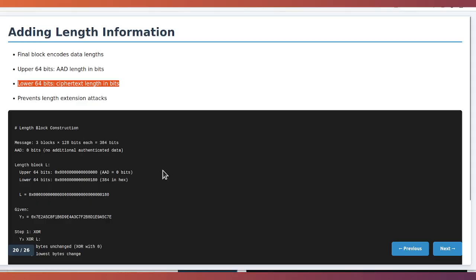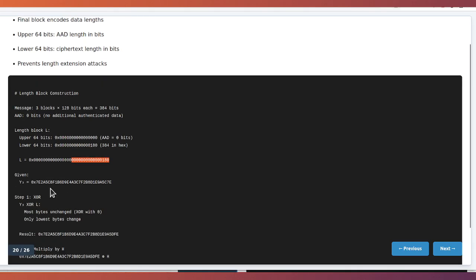In our example, suppose we had no AAD, so the AAD length is 0. Our ciphertext consists of 3 blocks, each 128 bits, for a total of 384 bits. In hexadecimal, 384 is 0x180. So our length block L equals beginning with 00 and ending with 180. The upper 64 bits are all zeros for the AAD length, and the lower 64 bits are beginning with 00 and ending with 180 for the ciphertext length.